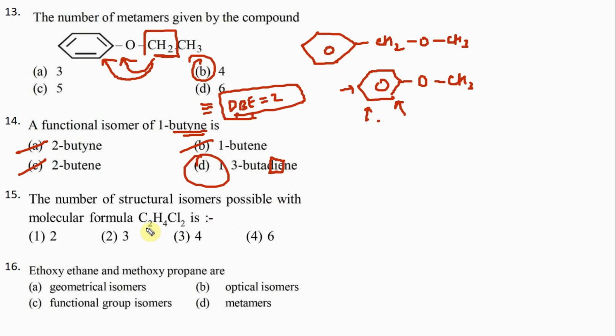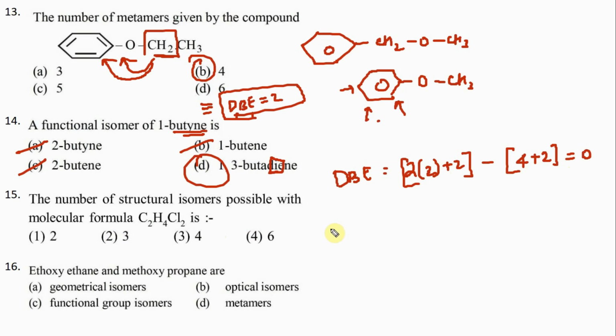The number of structural isomers possible with the molecular formula C2H4Cl2. Let's do the double bond equivalent. 2 into 2 plus 2, that is the number of hydrogens I need to have, plus nitrogens. There is no nitrogen. How much do I have? I have 4 plus 2 chlorine. Correct? 2 times 2 is 4 plus 2 is 6, minus 6, 0. Double bond equivalent is 0. So no double bonds. Number of structural isomers possible.